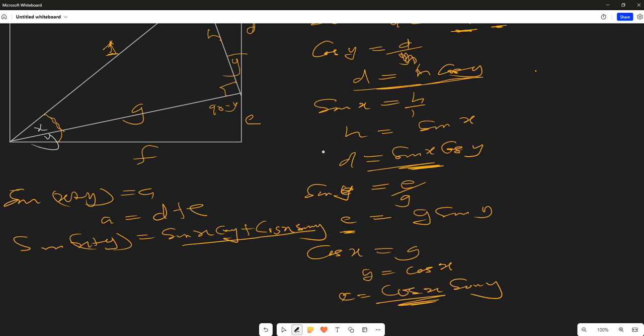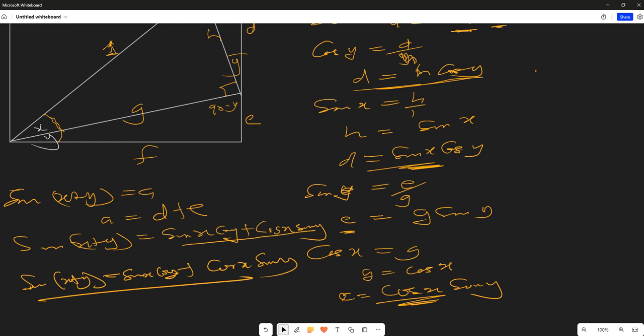So this shows that the compound angle sine x plus y is equal to sine x cos y plus cos x sine y. So that is that. In the next video, we'll look at the compound angle for cos x plus y.